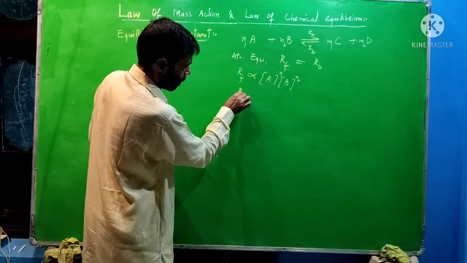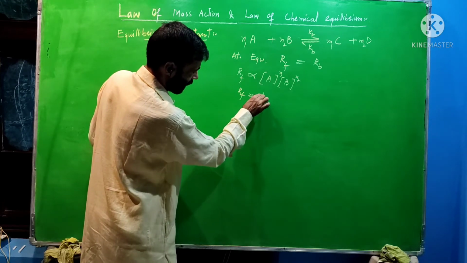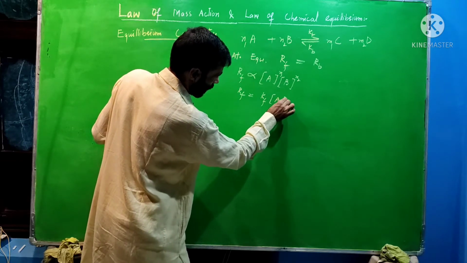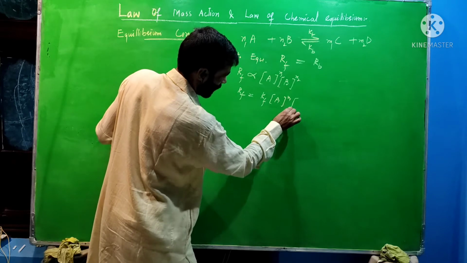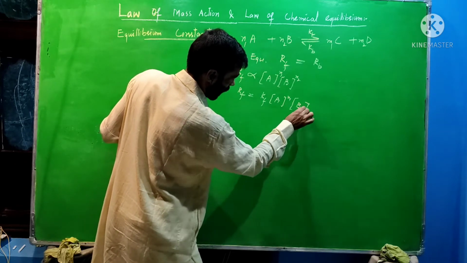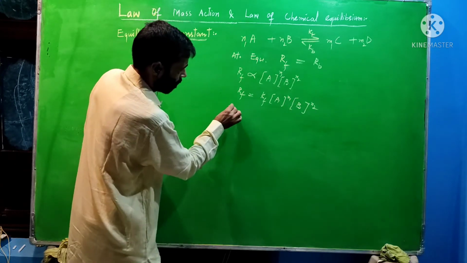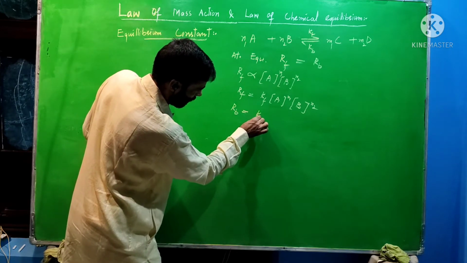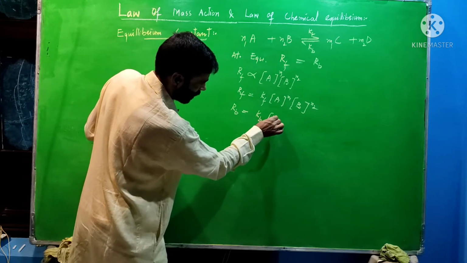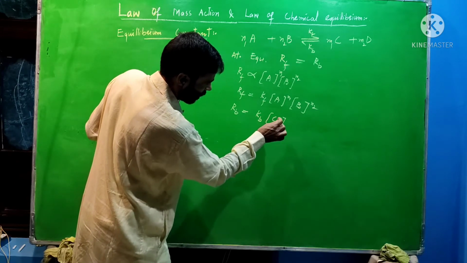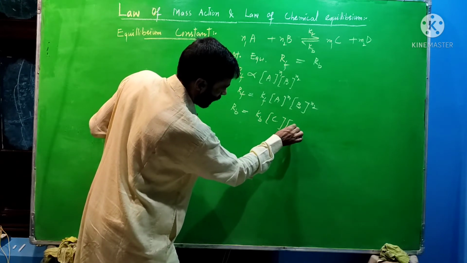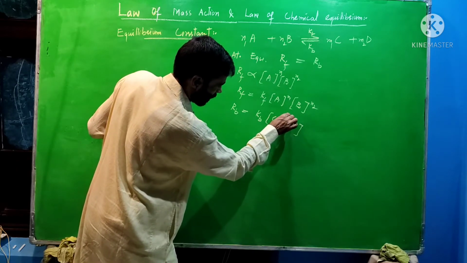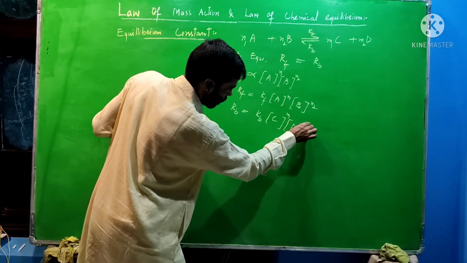So the forward rate is equal to Kf multiplied by [A] raised to the power n1, and then [B] raised to the power n2. Now the rate of the backward reaction similarly will be equal to Kb multiplied by the concentration terms of the products, raised to the power of their stoichiometric coefficients, m1 and m2.